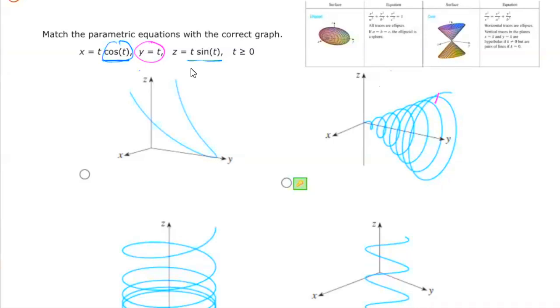But then this part here is 1. Yeah, you're right, this part here is 1. So you will just get x squared plus y squared equal to t squared. And that looks like the equation for a circle, right? It's a circle in the xy plane. It's a circle with radius t.